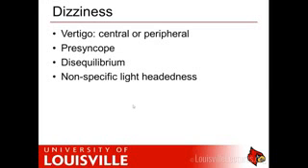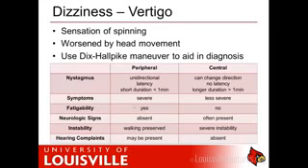All right, let's go through dizziness and vertigo, and then we'll take a break. For vertigo, you have two types: central and peripheral. Other types of dizziness are presyncope, disequilibrium, and non-specific lightheadedness. Vertigo is highly testable, so this is something that I would try and commit to memory.